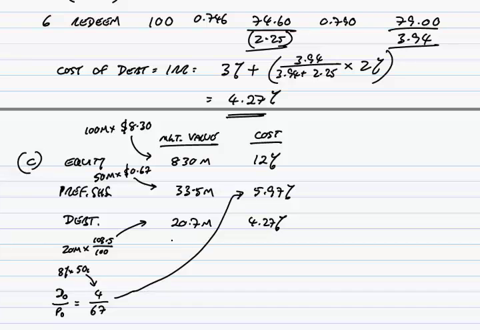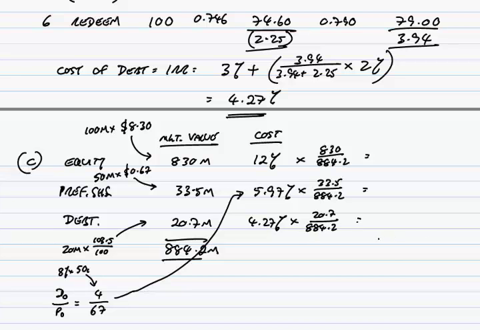Well, now I'll take a weighted average. The total market value of the company, 830 plus 33.5 plus 20.7 is 884.2. And so, equity, 830 out of 884.2. Preference, 33.5 out of 884.2. And debt, 20.7 out of 884.2. So I hope my arithmetic's right, but my workings are good enough to get all but half a mark if I go wrong now. Let's do it.